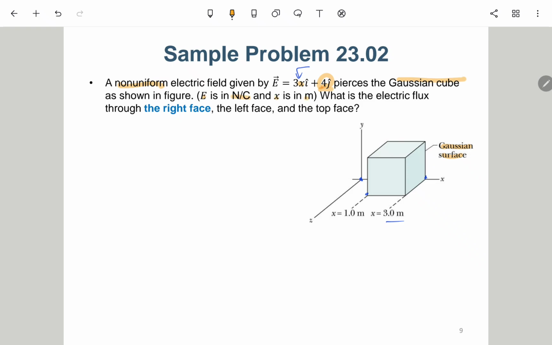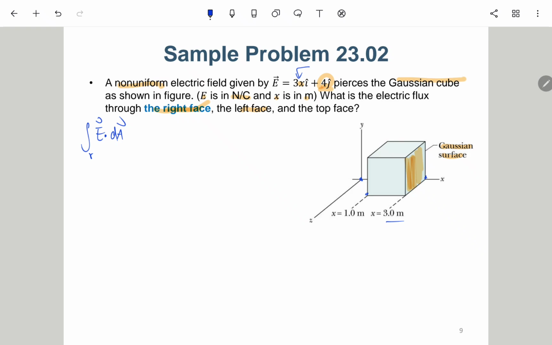And then what is the electric flux through the right face? A cube has 6 faces, so this asks for the right-hand face. The right face, the left face. The next page we will calculate the left face. For this page, we try to calculate the total flux on the right face. So here we try to calculate the integration of E dot dA. We put a subscript here, small r, to stand for the right face.